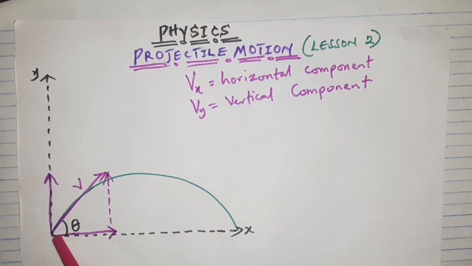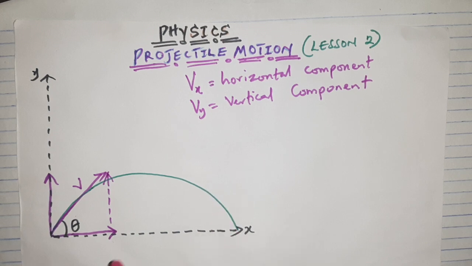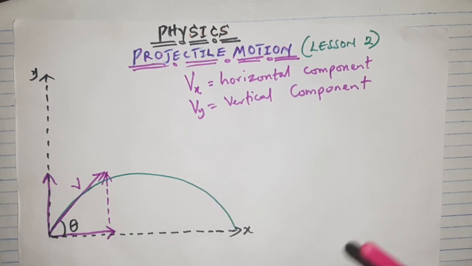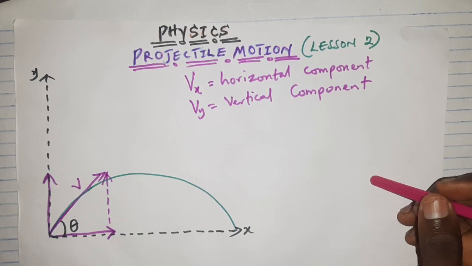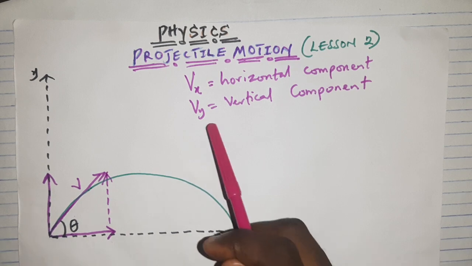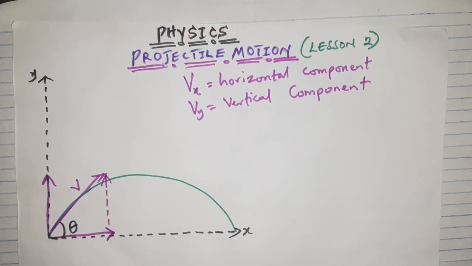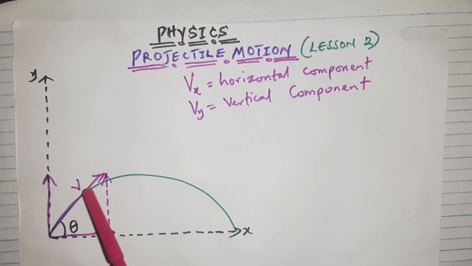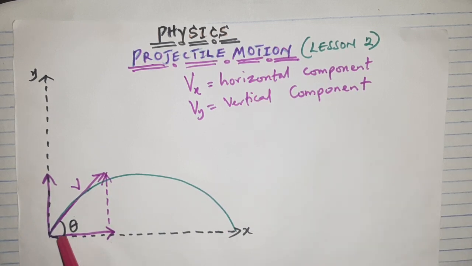And don't forget that the horizontal component remains the same at every point on the curve. It remains the same because it's going horizontal, and the acceleration, the force of gravity, doesn't act in the horizontal direction, it only acts in the vertical direction. So that's why the vertical component of this velocity will be affected by the force of gravity, and it will always change at every point on the curve. That's for the vertical component. But the horizontal component will always remain the same at every point on the curve.